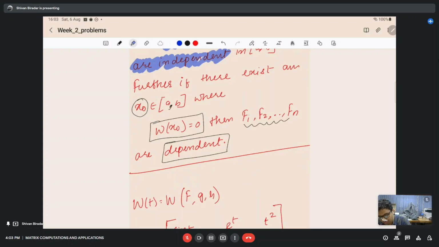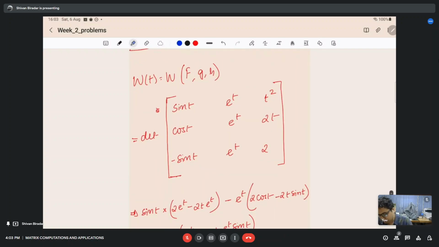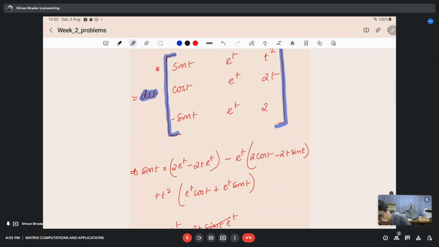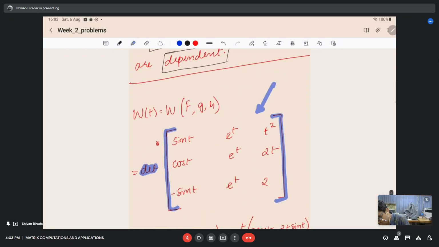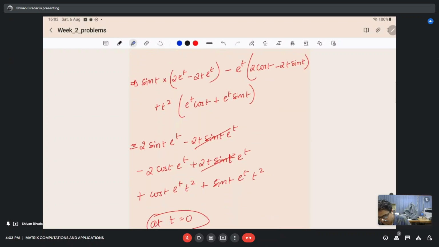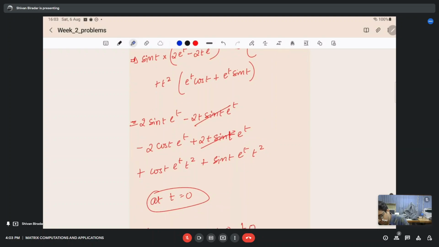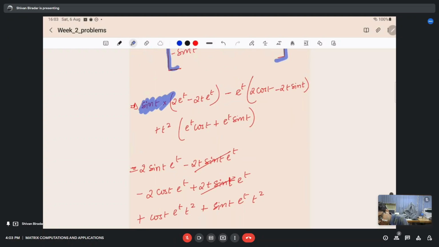So I think this is a very important result, and you must remember this. This comes handy in many important applications in future also. So I'll construct a Wronskian matrix first. So this is my Wronskian matrix. Then I'll take the determinant of this Wronskian matrix, and this whole setup is called the Wronskian. So if I take the determinant of this, then I'll get this whole part.